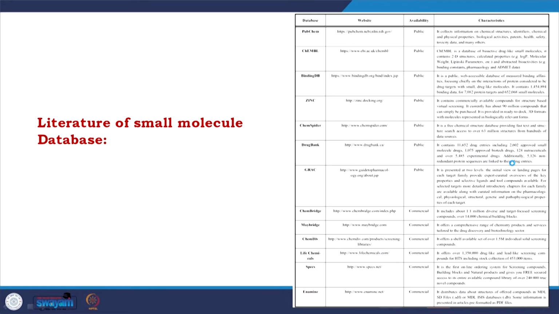These are databases of different small molecule libraries like PubChem, ChEMBL, BindingDB, ZINC, ChemSpider, DrugBank, GRAC, Cambridge, Maybridge, ChemDiv, Life Chemicals, Fakes, Enamine. So, you could look at the links. I have made the links available to you. The more interested you are, go through them and you could find all those available libraries. If you see the word public written, they are freely accessible. The ones which are commercial, you have to pay for them.